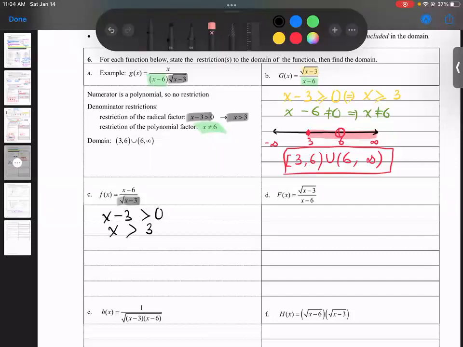That means in interval notation, it is from 3 to infinity. Since 3 is not included, we're going to use parentheses.